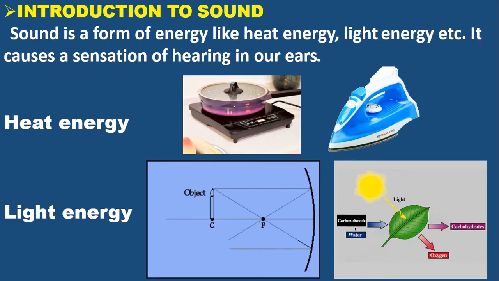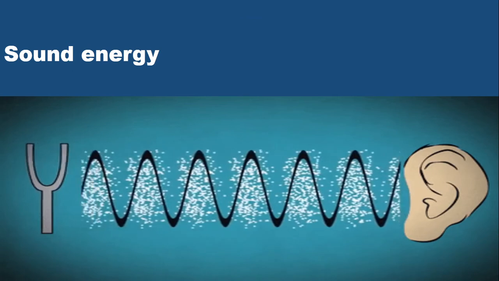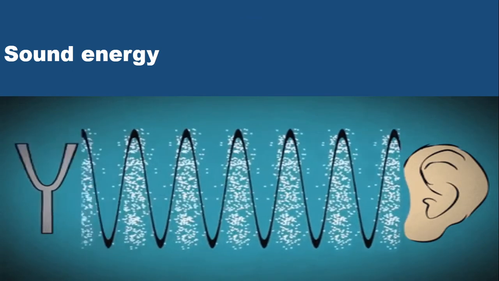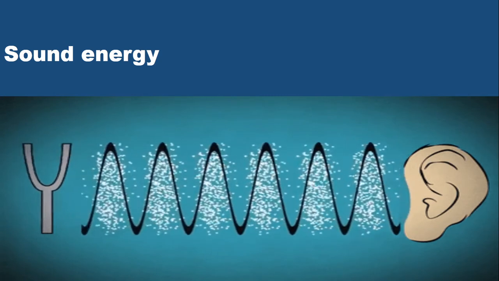Students, we are already aware about the different kinds of energy like light energy, heat energy. We know that by the help of heat energy we cook our food, we use to press our clothes, and by the help of light energy image of any object can be obtained. Photosynthesis process is also dependent on light energy. In the same manner, sound is also a kind of energy which causes a sensation of hearing in our ears. The energy is transferred from the source of sound to the receiver.